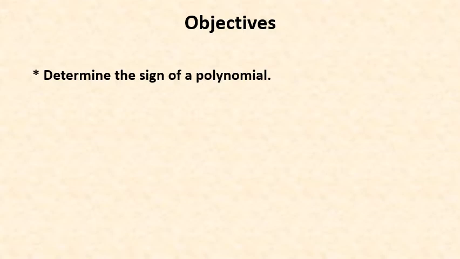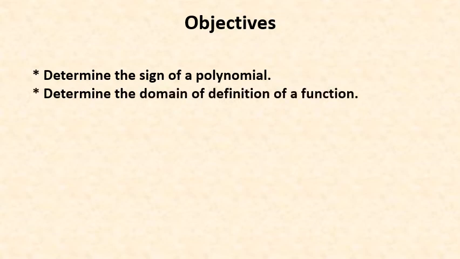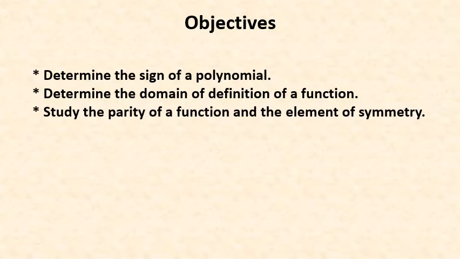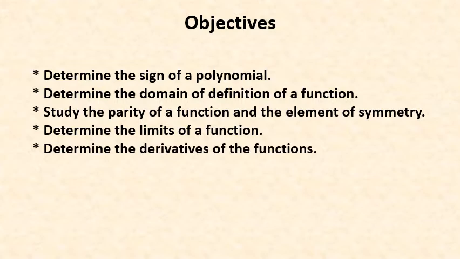The objectives of this chapter are: determine the sign of a polynomial, determine the domain of definition of a function, study the parity of a function and the elements of symmetry, determine the limits of a function, determine the derivatives of the function, apply derivatives.